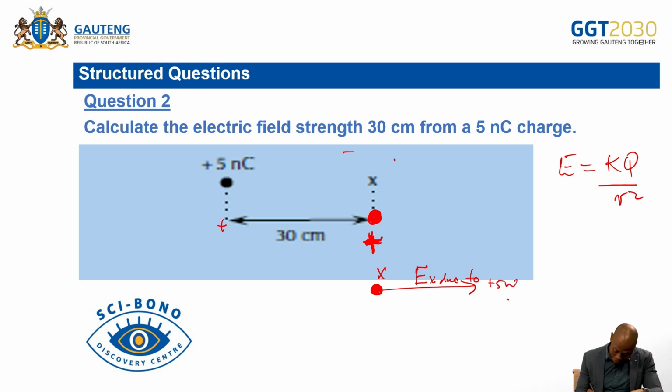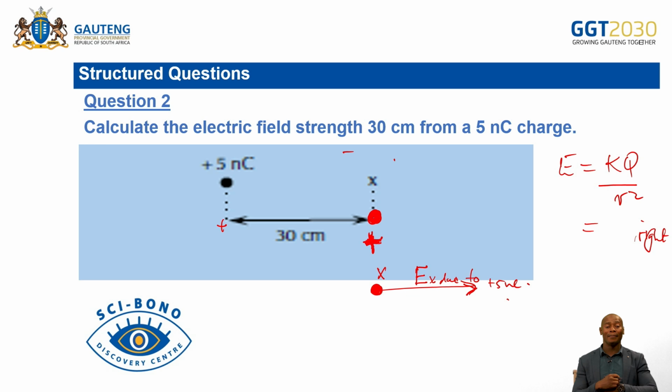Positive 5 nanocoulombs. So this is the direction of the electric field experienced by what? By X, due to what? Due to the positive 5 nanocoulombs. So if they wanted the direction, then the direction was going to be toward the right, if we are using relative directions, right? So it was going to be to the right.